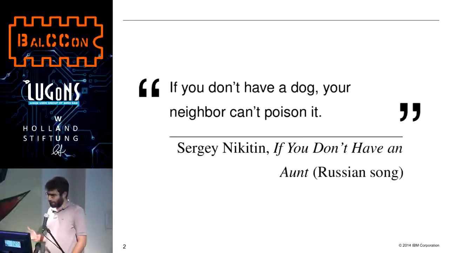So I would like to start with a great quote from the Russian folklore. If you don't have a dog, your neighbor can't poison it. So it may seem funny, but after all, it's a simple and effective way of reducing your attack surface. So what does that have to do with the Linux kernel?